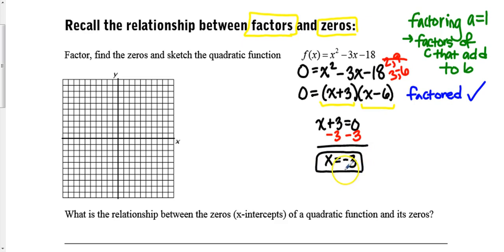So here, let's see what happens. I got x equals negative 3. What if, don't do this with me, just watch. If I plugged in negative 3 for x, what is negative 3 plus 3? Well, negative 3 plus 3 equals 0. 0 times anything is 0. So that's my first zero.